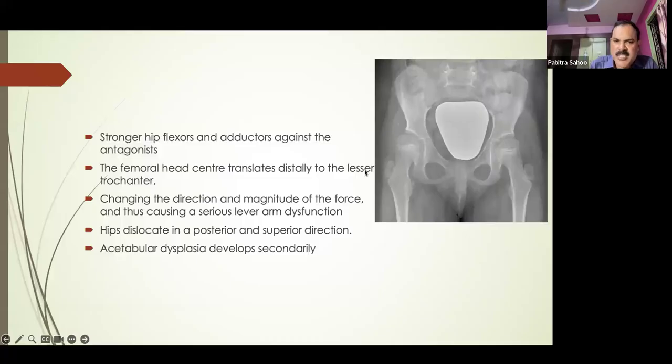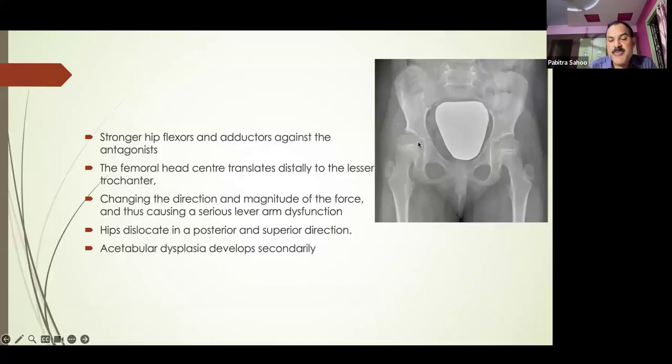As I said earlier, hip dislocation is in a posterior and superior direction. Posterior, why? Because the iliopsoas always pulls the hip into flexion. The head goes in the posterior direction, and the hip abductors are also in a disadvantaged position. Instead of abduction, they pull the head more proximally, and in the long run, each time the head hits the acetabulum, that gradually creates secondary acetabular dysplasia, which means flattening of the acetabulum.